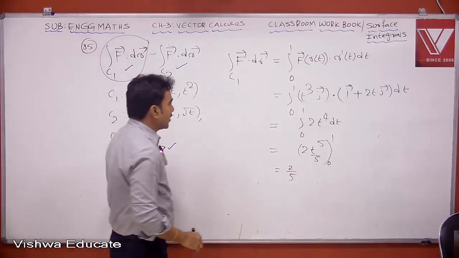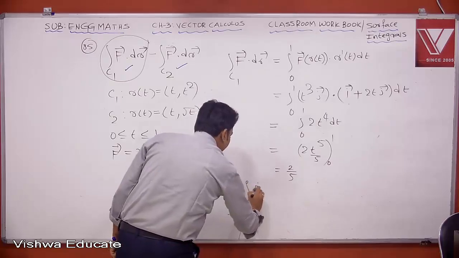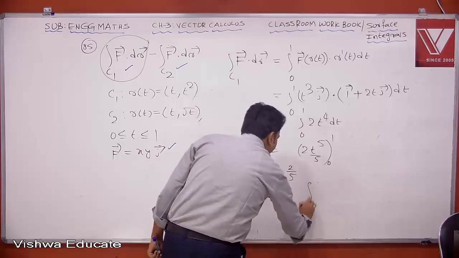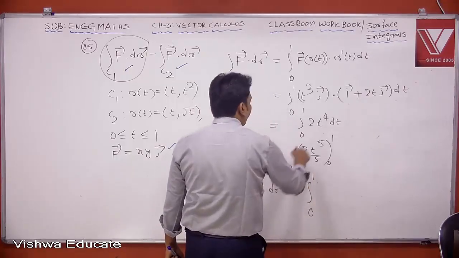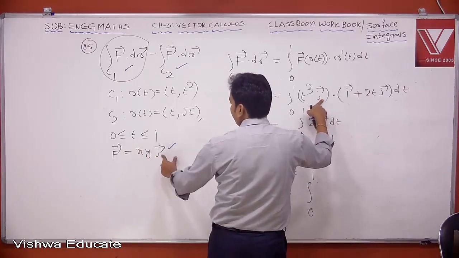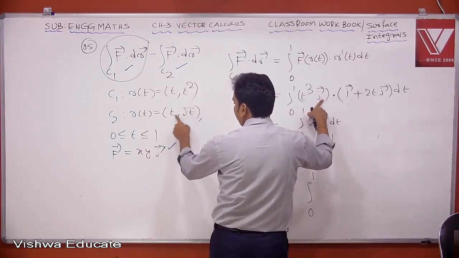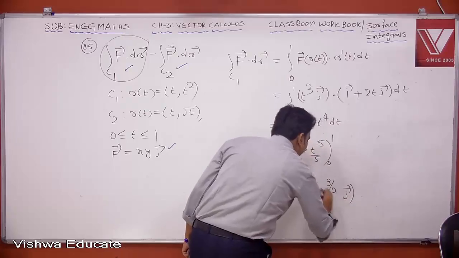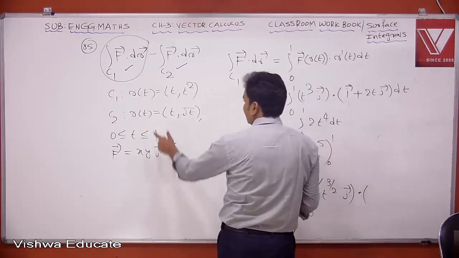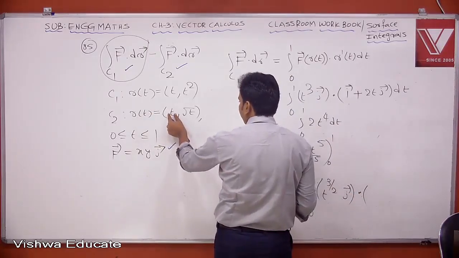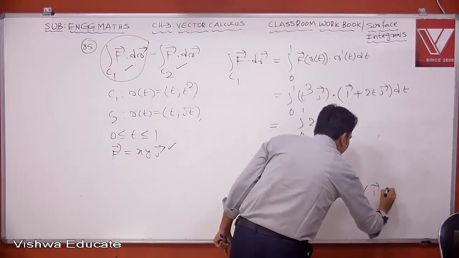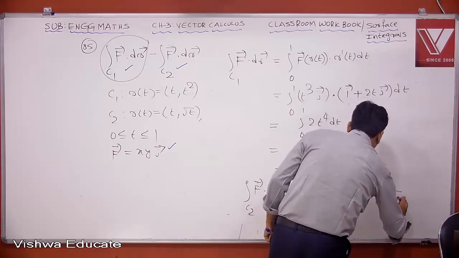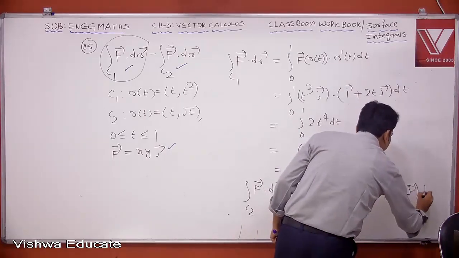Let us evaluate the second line integral. The second line integral is f bar dot dr bar over C2. Again limits are from 0 to 1. What is f bar? This only. So xy is I bar, but x is t, this is root t, t into root t. So this is t power 3 by 2 into z bar, dot product r dash of t dt. This is the differentiation of t with respect to t, so 1, this is 1 into I bar, and the derivative of root t is 1 by 2 root t z bar dt.